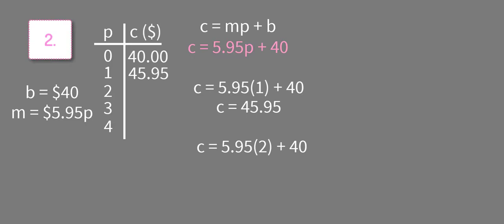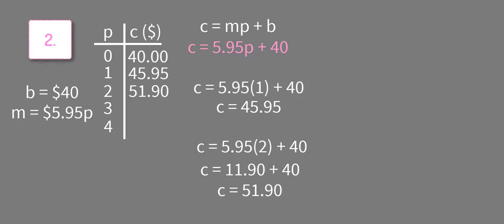If we look at 5 times 2 is 10. And then the 95 times 2, that's going to be $1.90. So that's $11.90. So this is going to be $11.90 plus 40, which equals $51.90. For 3, we'll do the same thing.